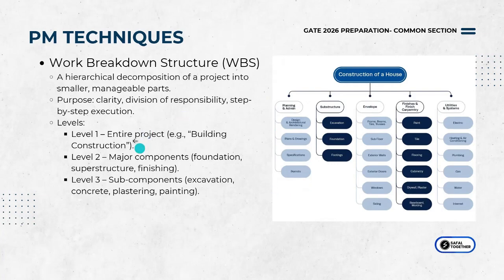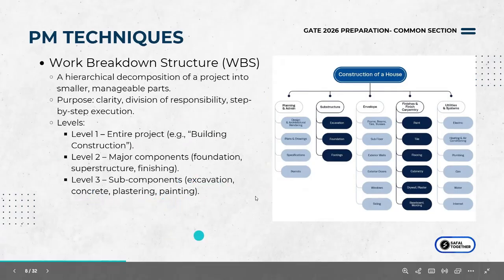Okay. So here we again have another example where we have building construction as the major project. Foundation, superstructure, finishing could be your level two. And subcomponents could include excavation, concrete, plastering, painting, or such activities. So here we have a detailed example.